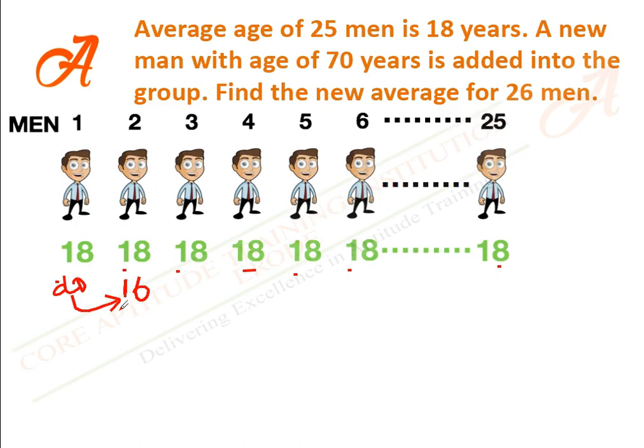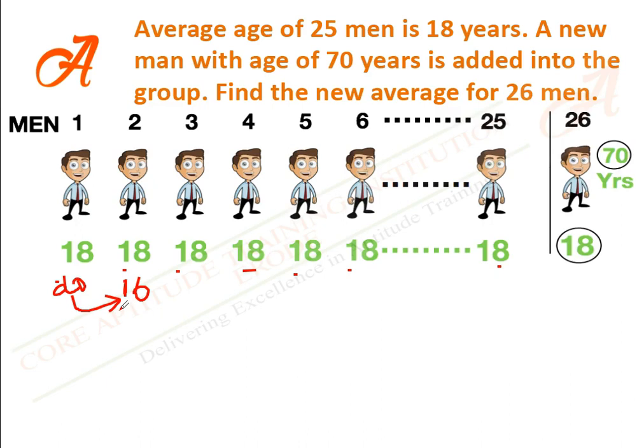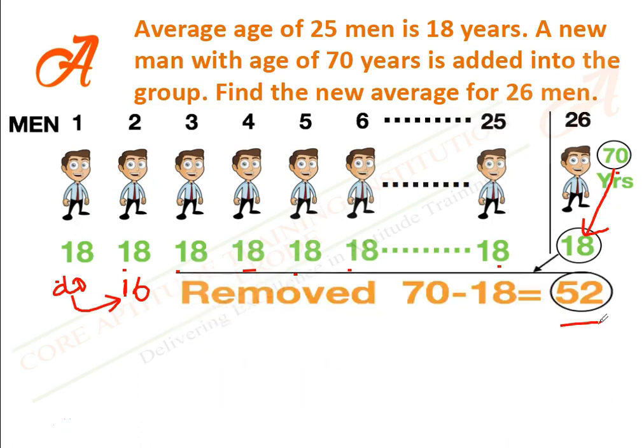So now a new man with the age of 70 years is added to the group. Now, my dear friend, this guy is 70. So what can I do? I will ask him to bring only 18. So what can he do? He can leave the remaining, whatever he possesses extra, outside. So what is the value removed? The removed value is 52, correct?